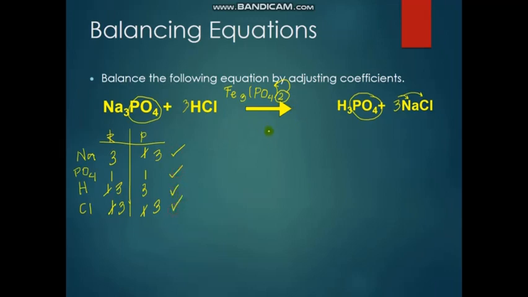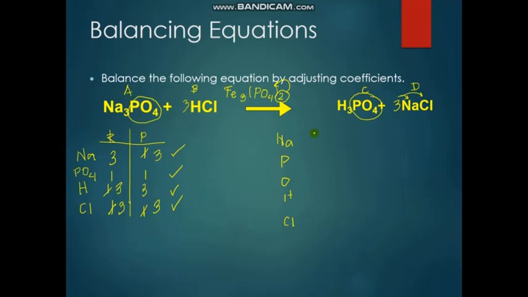Now, let's have the algebra. Let's now put our variables A, B, C, and D. So, good thing about algebra is that you don't need to mind the polyatomic ions. You can write the elements in single. So, say for instance, we have sodium, phosphorus, oxygen, hydrogen, and chlorine.